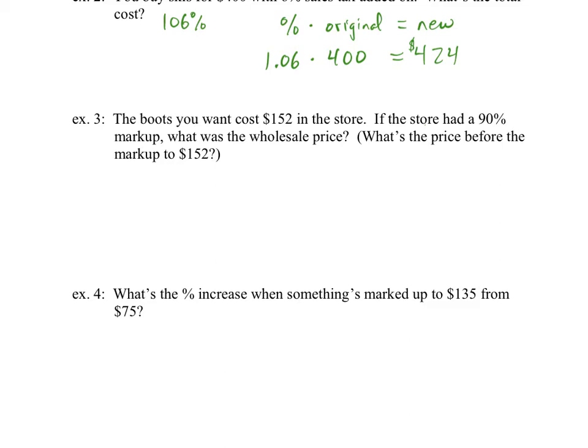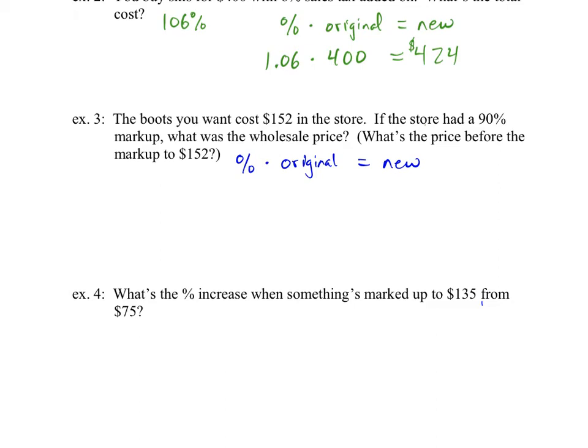Okay. So boots. The boots you want cost $152 in the store. If the store had a 90% markup, what was the wholesale price? This might not make a ton of sense, but I used to work in a shoe store my senior year in college. It was sweet. I got all kinds of footwear for really cheap. But if we do percent times the original equals new, their markup actually was higher than 90%, but we'll just pretend it's 90%.